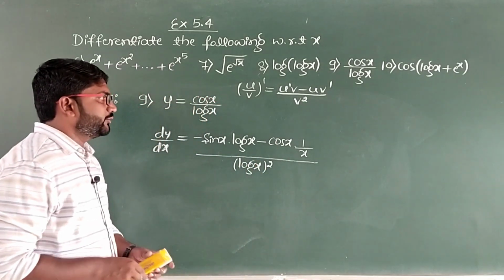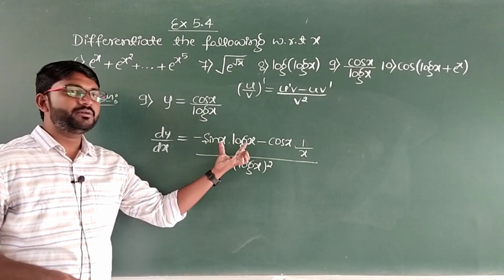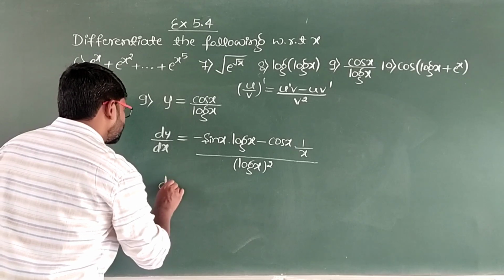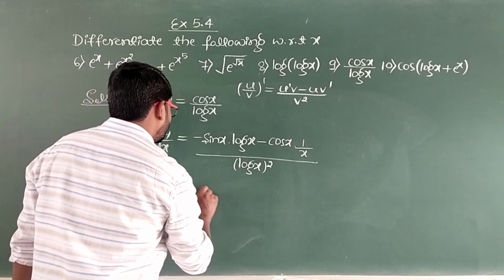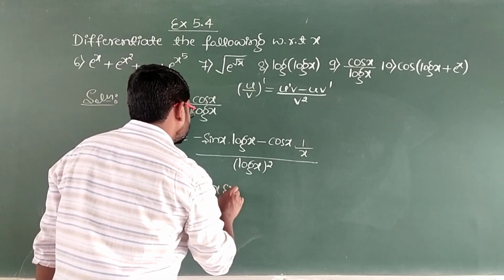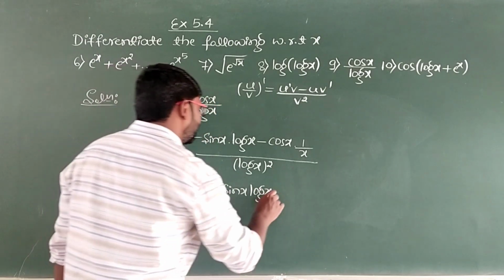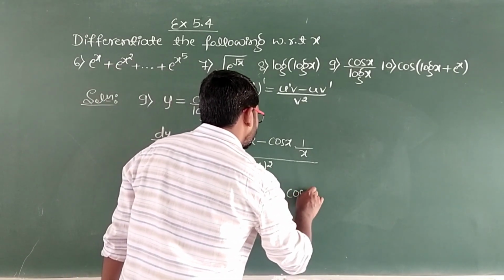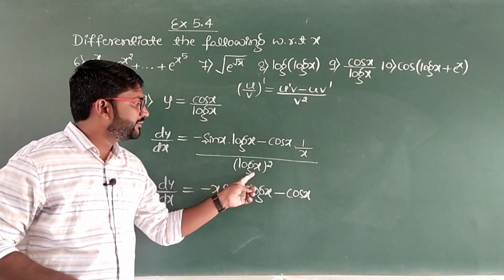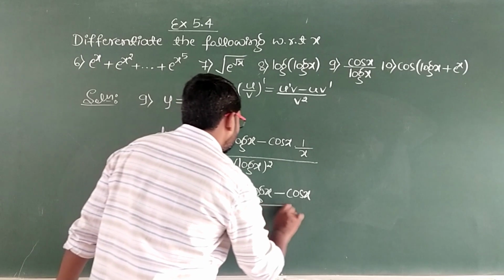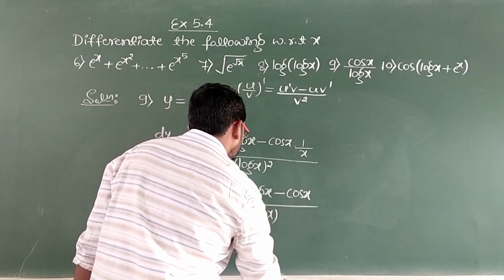Now, in the numerator, we will have to take up the LCM. x will be the LCM and it will be multiplied with these two terms. dy by dx, this is equals to minus x sin x into log x minus cos x divided by x and whole divided by log x the whole square. So, these two will be multiplied now. So, divided by x into log x the whole square.